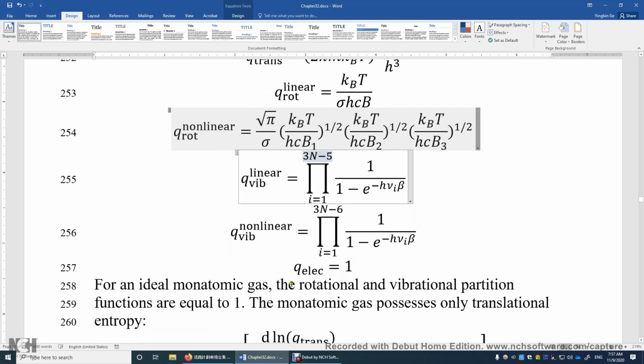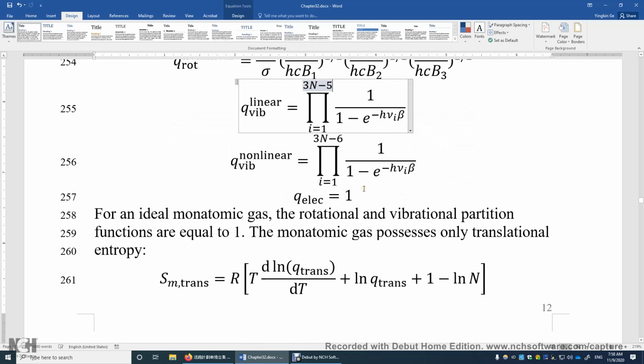Now look at this. I'm just assuming the electronic partition function is 1. There are two assumptions here. First, the energy spacings between different electronic states are so large that the molecules or atoms all occupy the ground electronic state. That's one. Two, we neglect the spin multiplicity. For example, we're assuming the triplet electronic state of oxygen molecules is used as the reference. So we're just assuming this is our reference. All right?